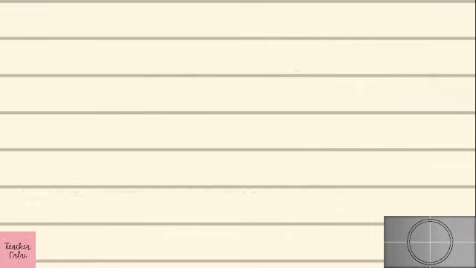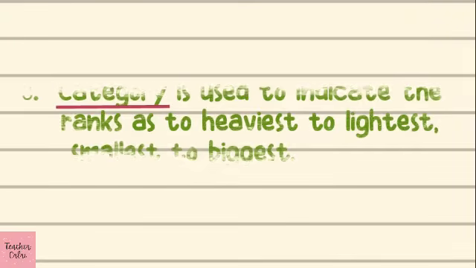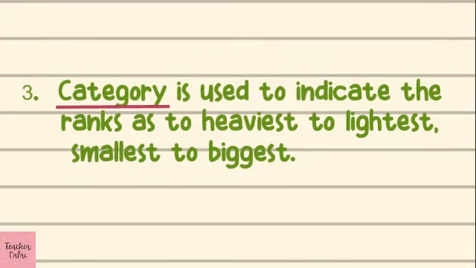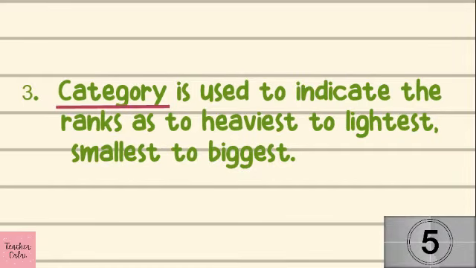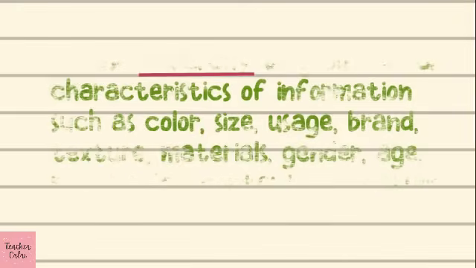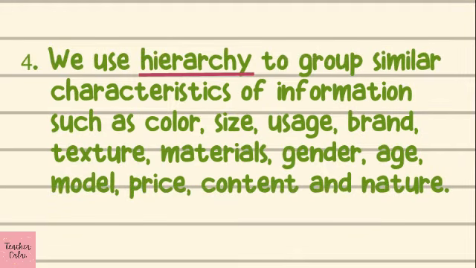Number 3. Category is used to indicate the ranks as to heaviest to lightest or smallest to biggest. Number 4. We use hierarchy to group similar characteristics of information such as color, size, usage, brand, texture, materials, gender, age, model, price, content, and nature.